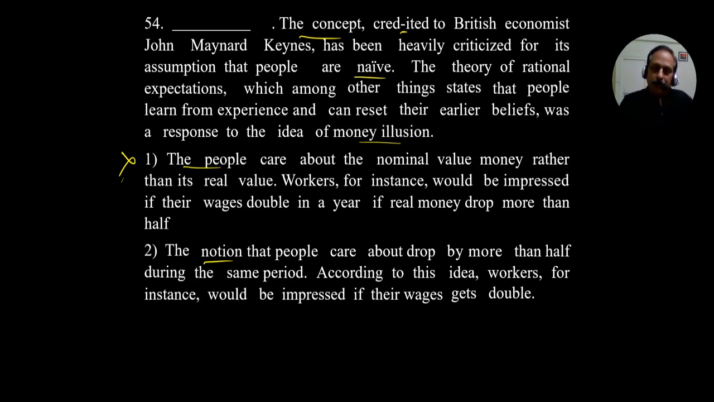So obviously, the concept credited to has been heavily criticized. The first sentence should talk about the concept. What is a concept? First option, eliminate. What is the reason? The people care. Not correct. We are talking about people generally. The notion that people care about drop by more than half during the same period. That doesn't make any sense because in the first sentence, the word drop does not convey any meaning. Based on that, reject the second option.